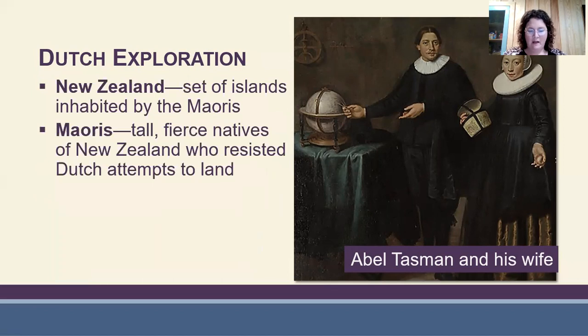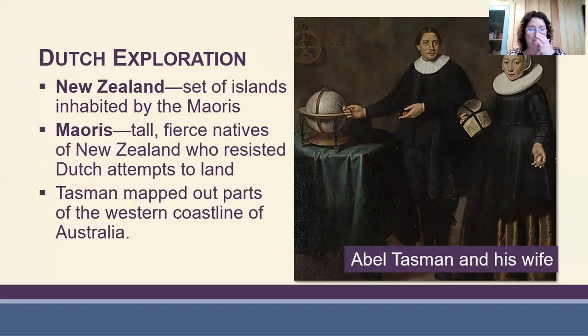Tasman and his men made contact with the indigenous people there and discovered they were not friendly. The tall, fierce Maoris resisted Dutch attempts to land. As the Dutch sailors explored one of the bays, the Maori killed 4 sailors and drove the others back to the main ships. Tasman named this place Murderers Bay.